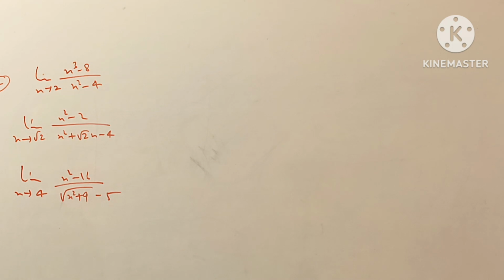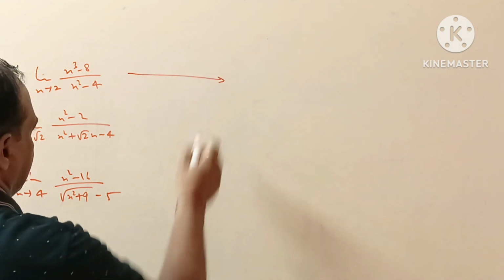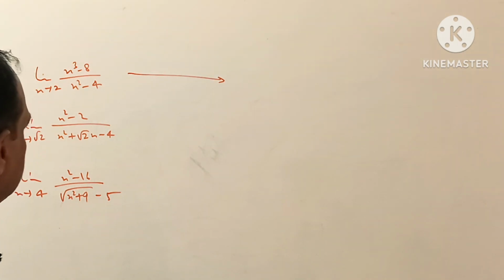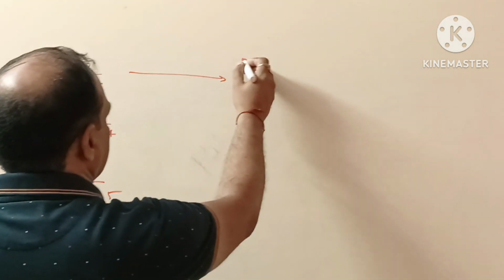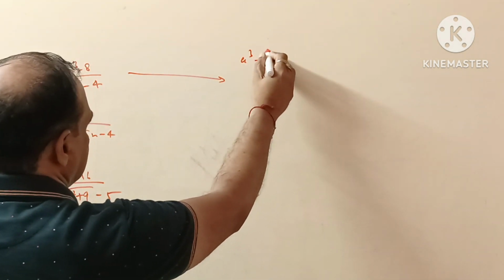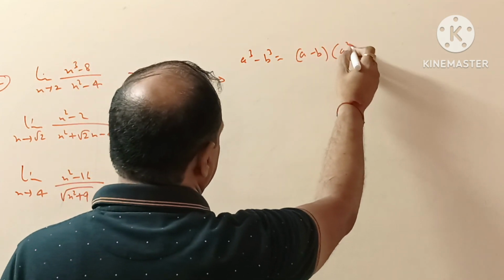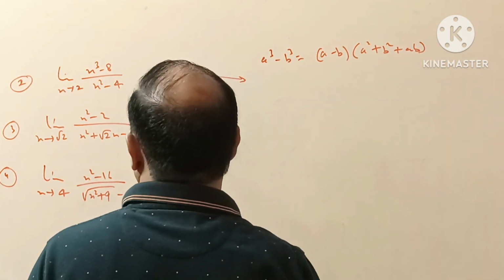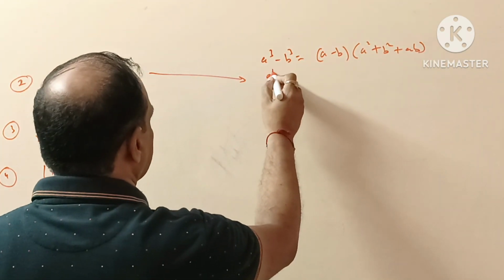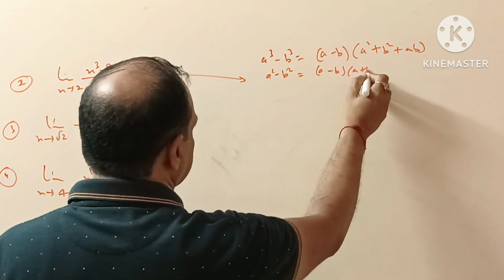Let's do some more questions. We are having a question here. If you are going with the ordinary method, you just apply the formula for a cube minus b cube. Applying it gives A minus B times the other bracket, A square plus B square plus AB, and in the denominator you have A square minus B square, which gives A minus B and A plus B.